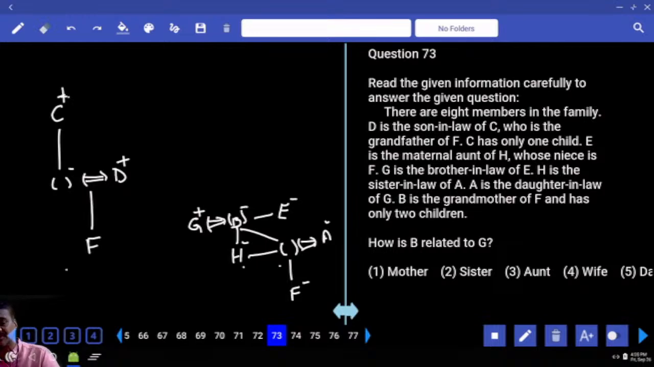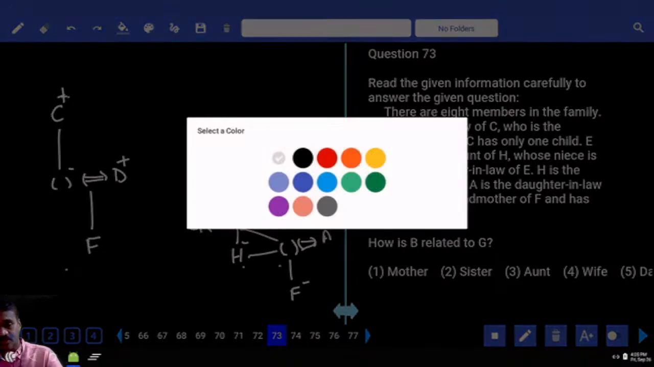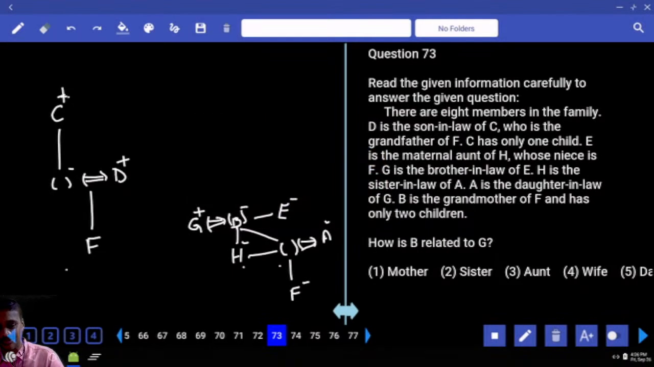Here 1, 2, 3, 4 persons were there. Here 1, 2, 3, 4, 5, 6, 7 persons were there. Then we need to combine these two. How to combine them? Now H and A. D is the element that is common.